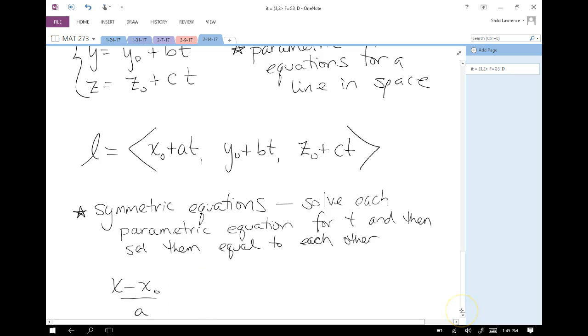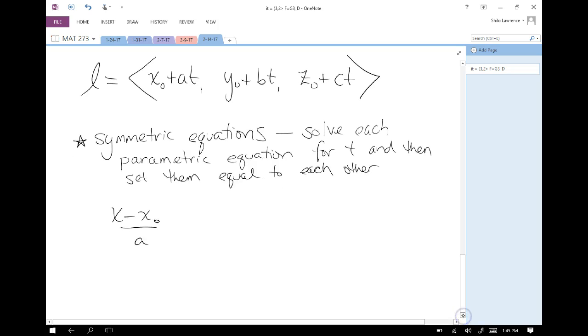And all those t's are exactly the same t, which means all these equations are going to be equal to each other. So x minus x sub 0 over a is equal to y minus y sub 0 over b, which is equal to z minus z sub 0 over c. That is called symmetric equations.